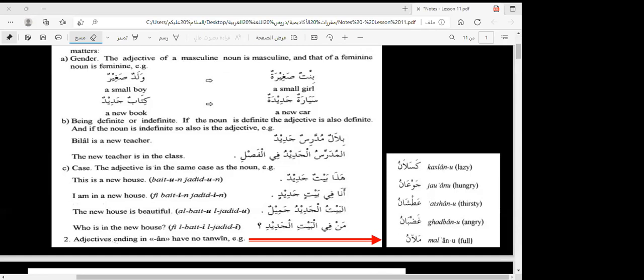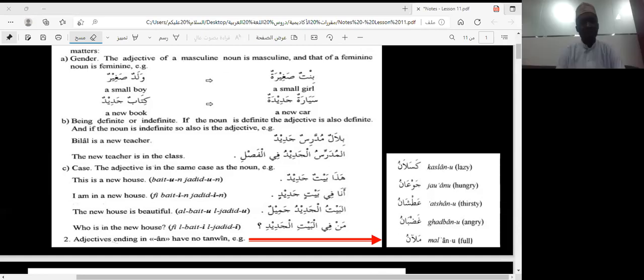Being definite or indefinite. Please follow the class. This is very important. It is not something we just read and get the meaning. It is very simple for us, very easy as well, to just read the meaning. Al-mudarrisu al-jadid, the new teacher is in the class.